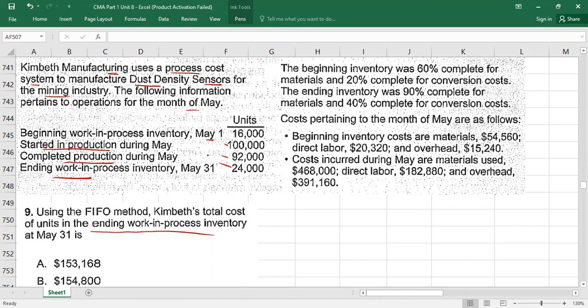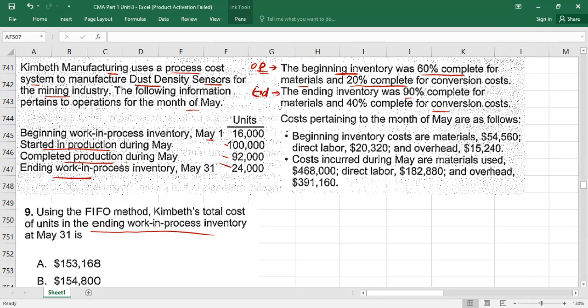24,000. So then what we have, beginning inventory was work in process 60% complete for material, 20% complete for conversion. This is for beginning, opening. Here we have our ending work in process information. Ending inventory was 90% complete for material and 40% complete for conversion. He didn't tell you material is added at beginning of process, right? Then we'll assume material is added during the process. Beginning of process, he will specify.